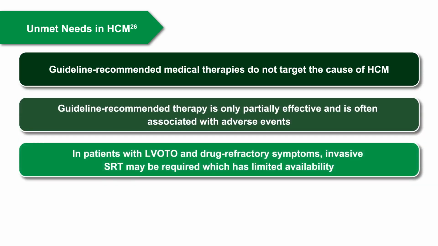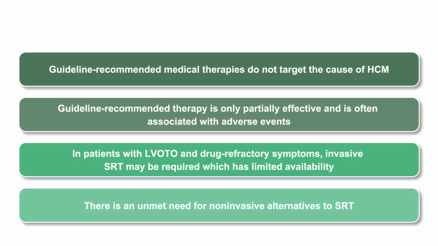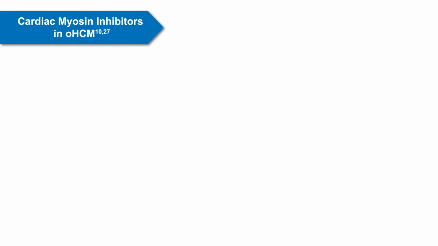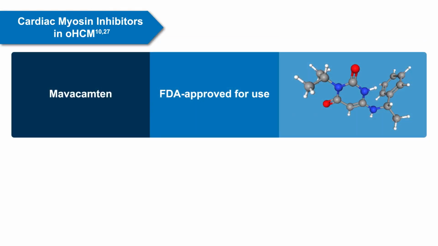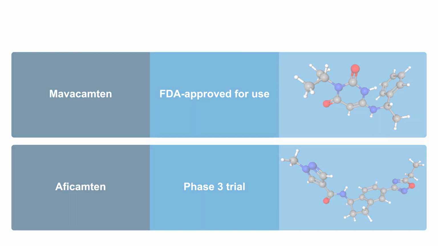In patients with left ventricular outflow tract obstruction and drug refractory symptoms, invasive septal reduction therapies may be highly effective, but are associated with significant complications and have limited availability in many healthcare systems. In recent years, we have had the discovery and application of a new class of therapeutic agents, the cardiac myosin inhibitors. The first of these, mavacamten, has been shown in a phase 3 trial to be highly effective in patients with obstructive hypertrophic cardiomyopathy. A second agent, aficamten, has also been evaluated and shown to be effective in phase 2 trials and is currently under evaluation in a phase 3 trial.